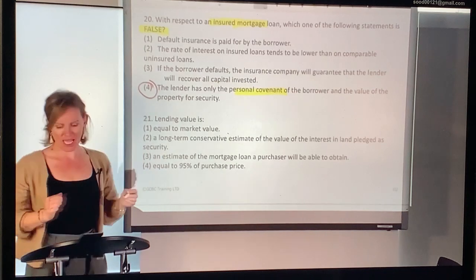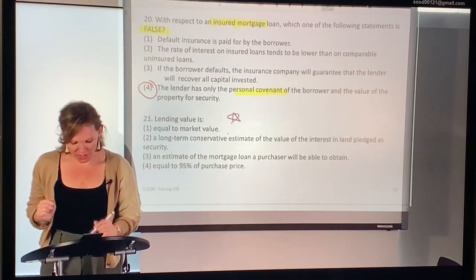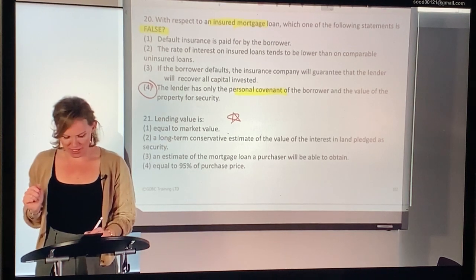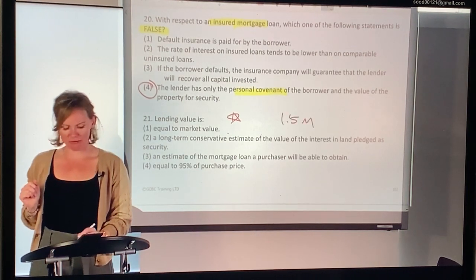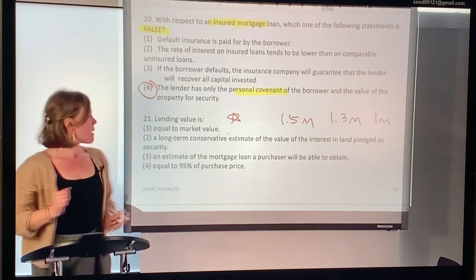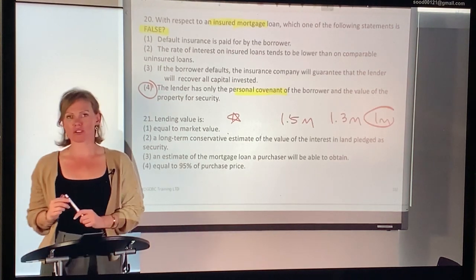Question 21. Actually, put a star next to this question, because it's a very common question on the exam. What is a lending value? We talked about different things before. Let's say you come to the bank and the house was listed for 1.5 million and you want to buy it. You put in an offer for 1.3 million, but the lender comes back and says, my lending value to you will be only $1 million based on appraisal.